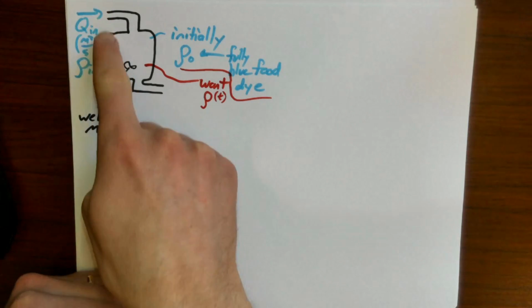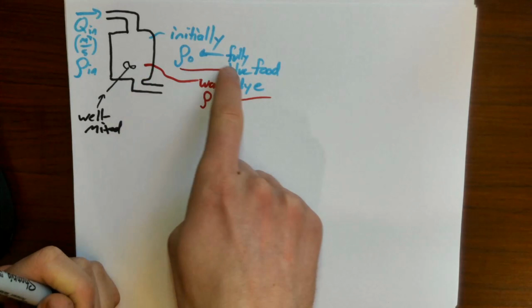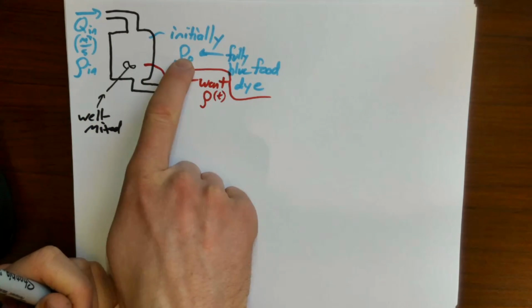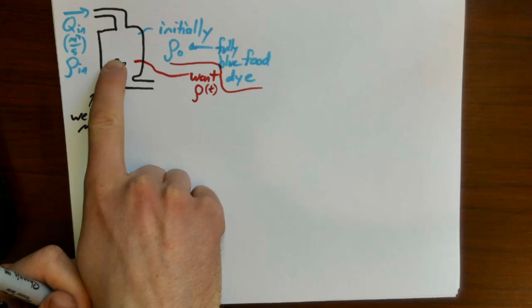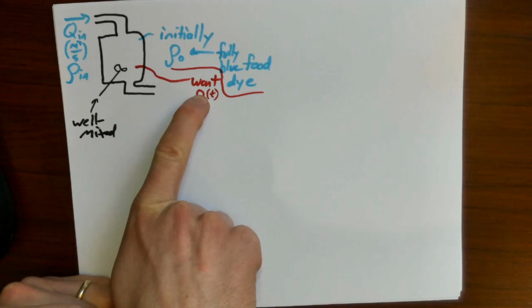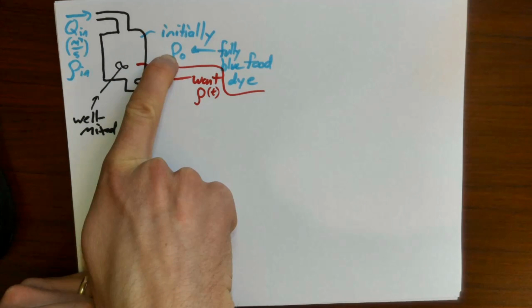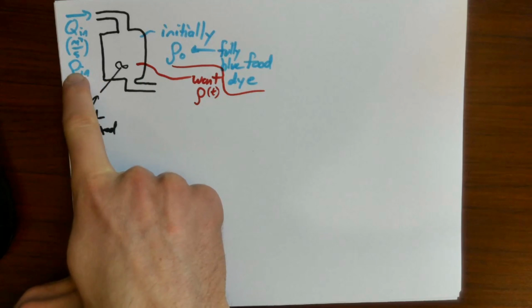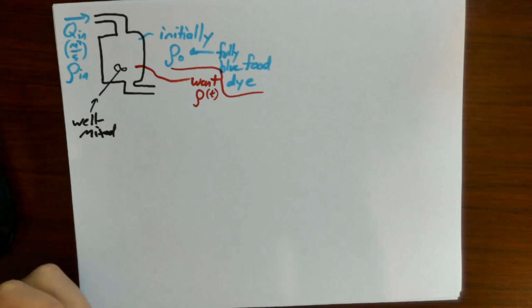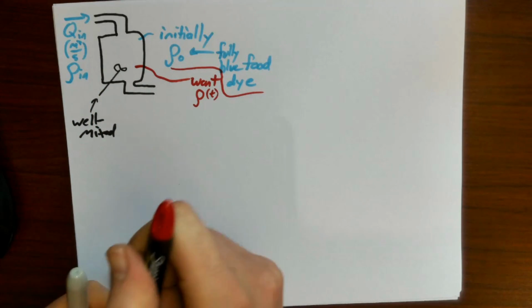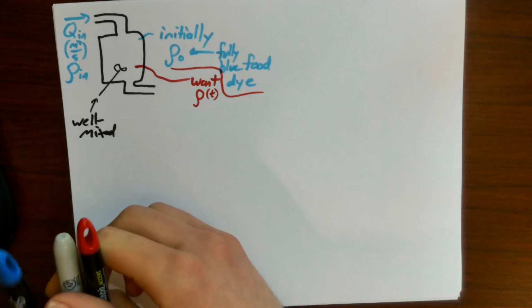So we have some volumetric flow rate in, some density in. Initially there's some density of stuff in the tank, but we want an expression for how that density transitions from this initial density towards eventually becoming fully replaced with whatever the inlet was. And there we have it.